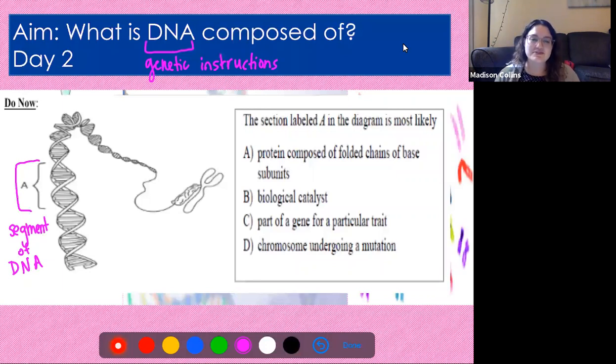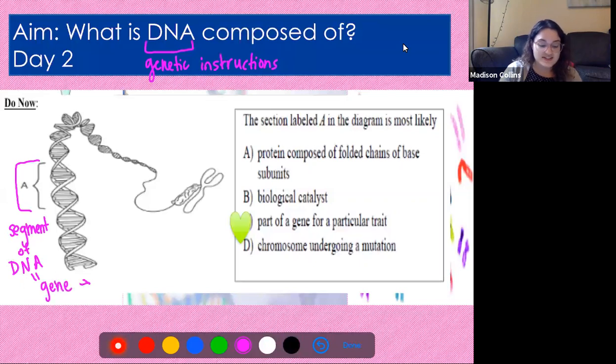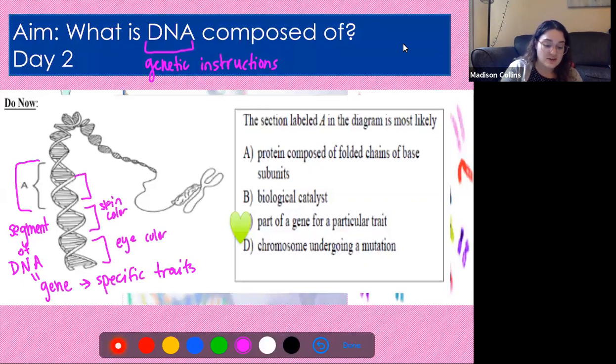All right, so maybe use process of elimination, but hopefully you figured out that the answer here is C. This is part of a gene for a particular trait. Anytime we see this phrase, segment of DNA, we're talking about a gene, and these genes code for specific traits. So maybe this is the gene that codes for eye color. Maybe this is the gene that codes for skin color. Maybe this is the gene that codes for hair color. Each section of those genes is going to be coding for a different physical trait or characteristic, which we learned yesterday is called your phenotype.